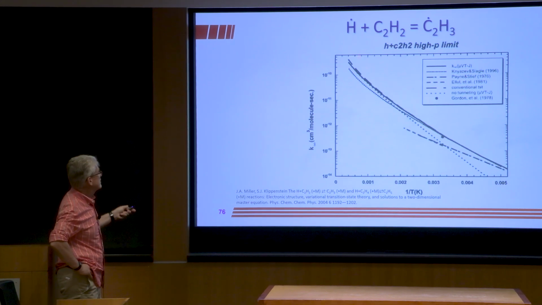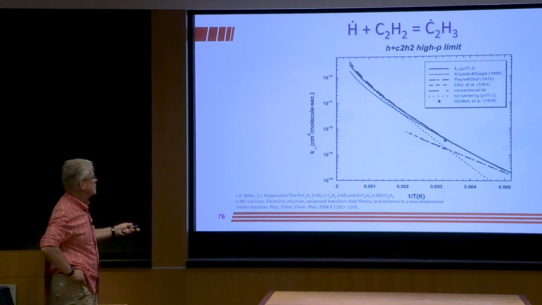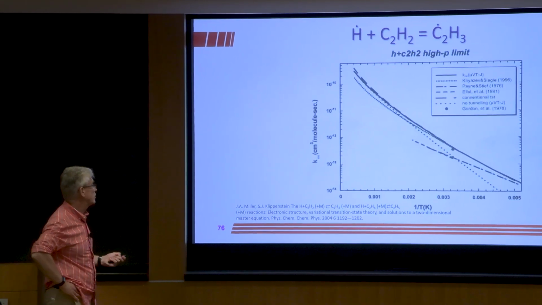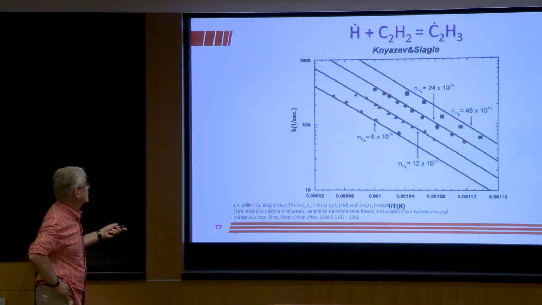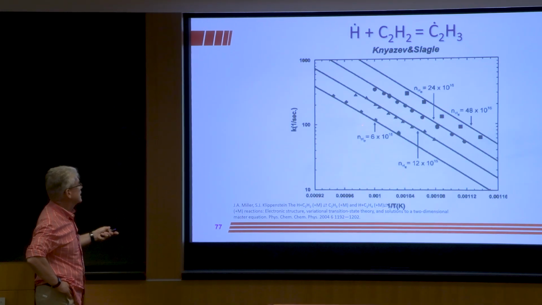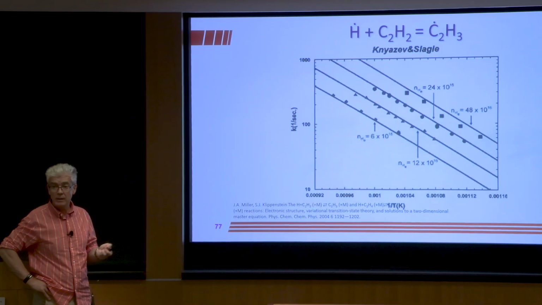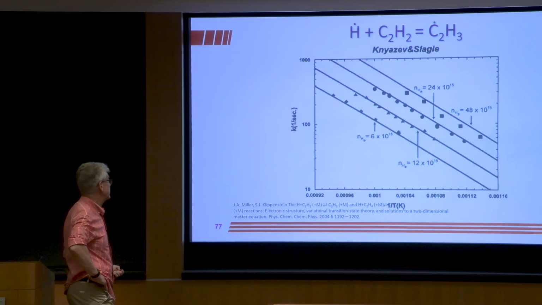Okay, so here's H plus acetylene giving vinyl radical. And you can see again here, there's one data point by Gordon from 1978, and the model is capturing that data point. Okay, here's some more Knazev and Slagle measurements at different pressures for that reaction. And again, it's very impressive that the rate constants are fitting the data.